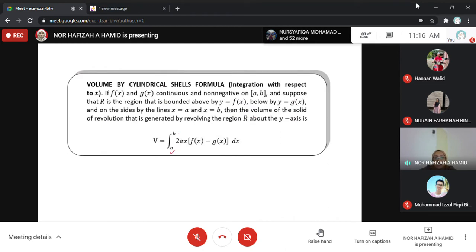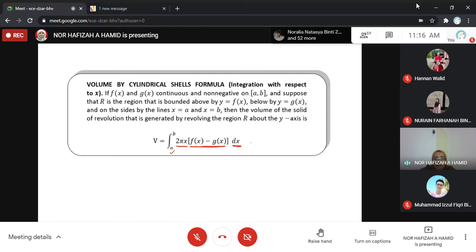The limit from the x axis, we have from a until b. So that means we have 3 parts. This one is the length, times the height, times the thickness.